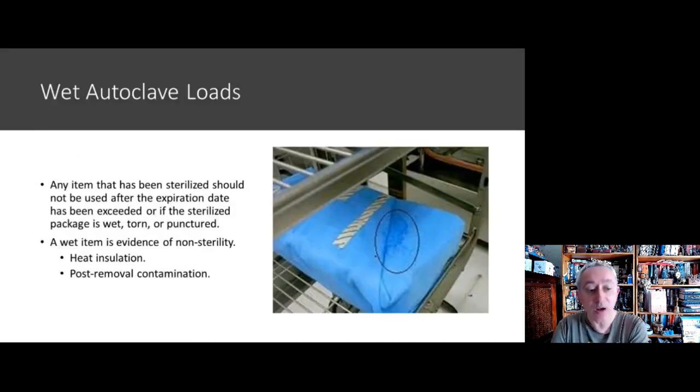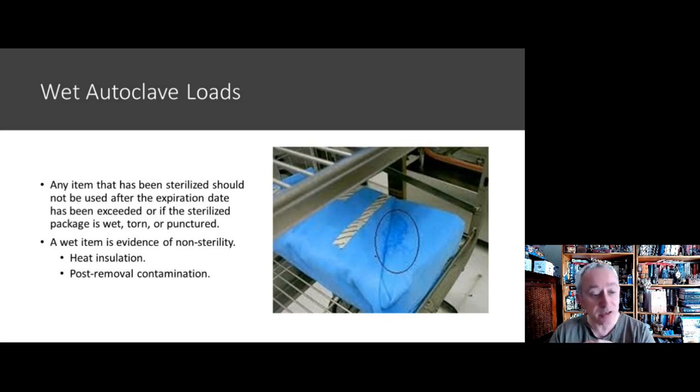With autoclave loads, wet is again a very dangerous concept. So generally when things come out of autoclaves they are wrapped, and it's very important for effective sterilisation that the package is not damaged, it's not torn, it's not punctured, but also it's not wet. So on the slide there is a picture of an autoclave load that is obviously wet around the area that I've circled. And when an item is wet, it simply means that it's non-sterile and therefore could cause harm to the product and to the patient.